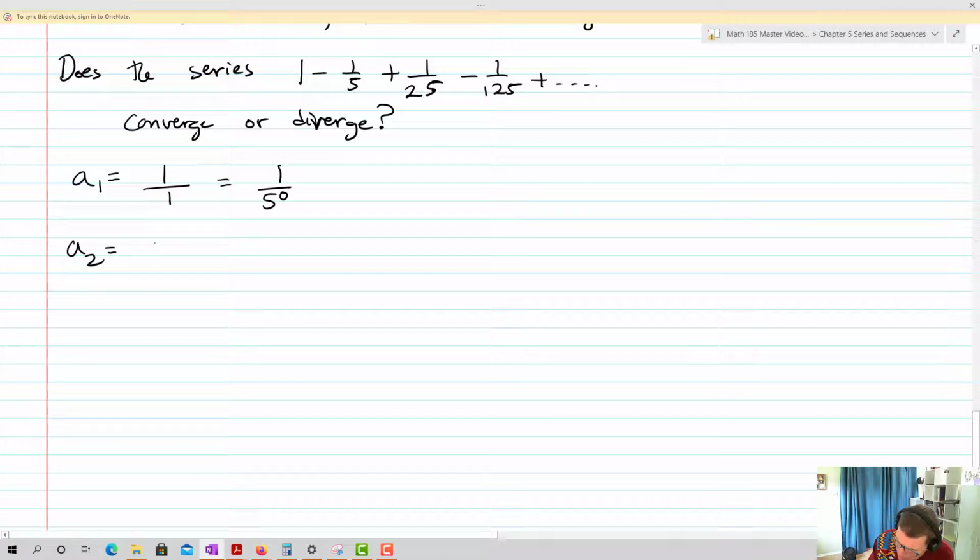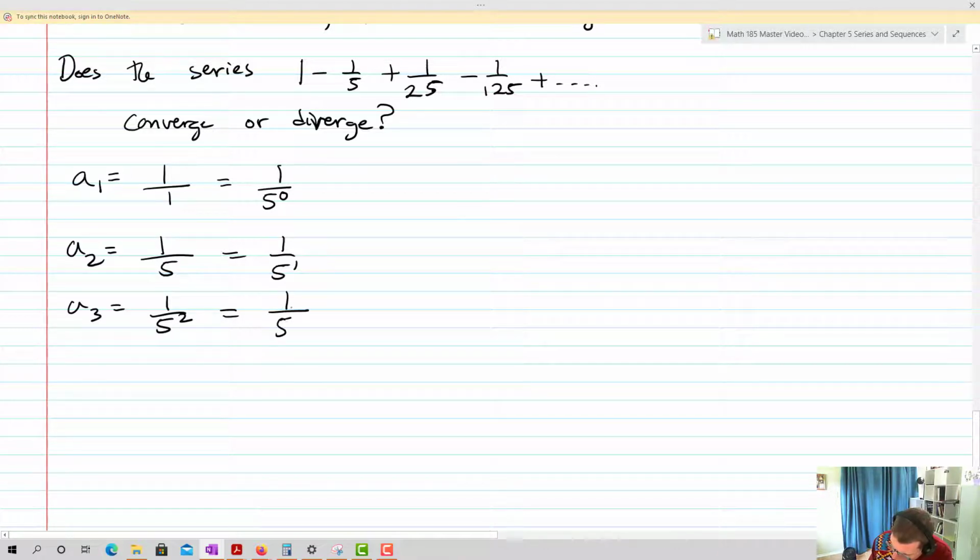A2 is going to equal 1 over 5, and that's 1 over 5 to the 1. A3 is going to equal 1 over 5 squared, and that's 1 over 25, which is 1 over 5 squared. And we can kind of see that that's what's happening.